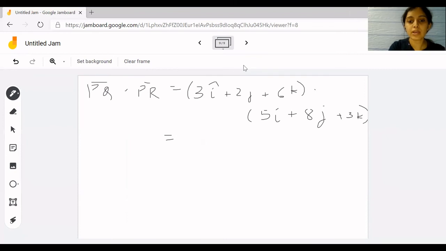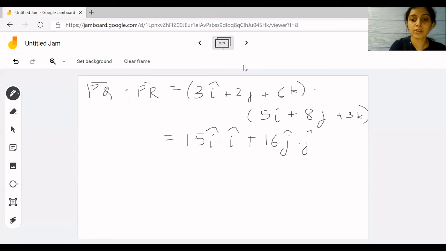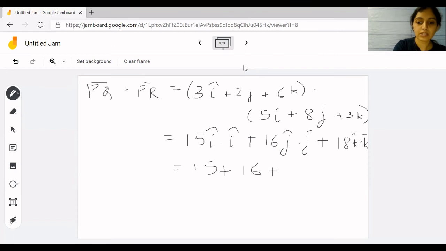Now you know that when you take the dot product, only the similar unit vectors will give you an answer; the remaining are 0. So 3 into 5 is 15, i cap dot i cap, which is 1, plus 2 into 8 is 16, j dot j, which is again 1, and plus 6 into 3 is 18, k dot k, which is 1 again. So we have 15 plus 16 plus 18, which is equal to 49. This is your dot product.